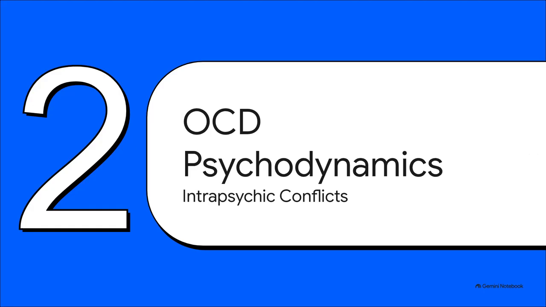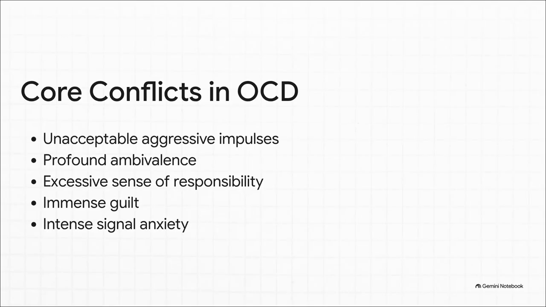Moving right along to Section 2, Psychodynamics of OCD symptoms. Let's really shift our focus to the exact intrapsychic conflicts driving obsessive-compulsive disorder. Picture this as a literal war inside the patient's mind. In OCD, the patient is plagued by intrusive, highly unacceptable impulses, very frequently aggressive or destructive in nature. Where does this internal war actually originate?